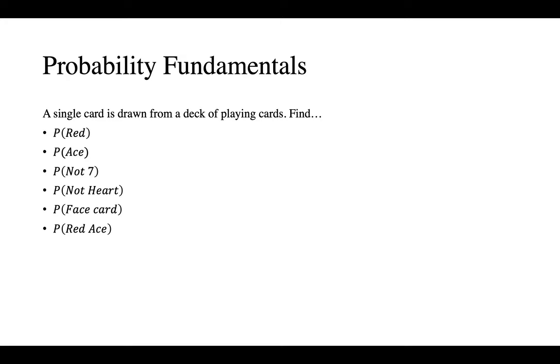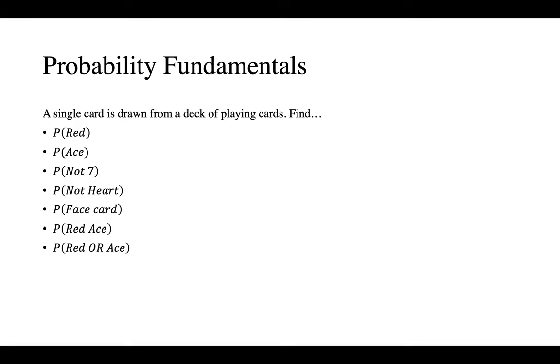Okay, a red ace. Again, there are 52 cards in the deck. There is an ace of hearts and an ace of diamonds, which are the 2 red aces. So the probability of drawing a red ace would be 2 out of 52, which reduces down to 1 out of 26.